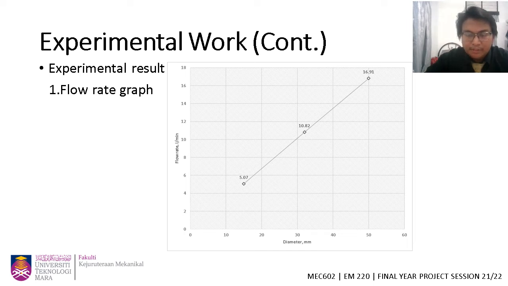After using the mathematical model, we can obtain several parameters which are important in order to design for the aquaponic system. The first one, the graph shows the flow rate, where the highest is the 2-inch diameter pipe with 16.91 liters per minute, and the lowest is half-inch, which is 5.07 liters per minute.